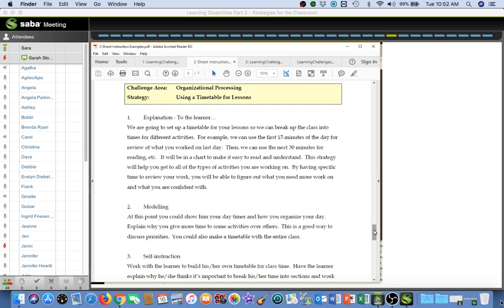Okay, so making sure that you're connecting it, that it's going to help with different types of activities that they're working on, and providing them with the different pieces of time that they're going to need in terms of reviewing and learning new skills.